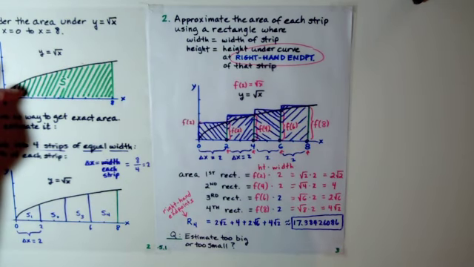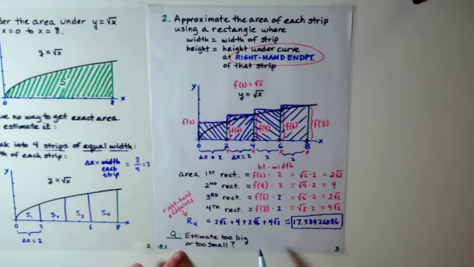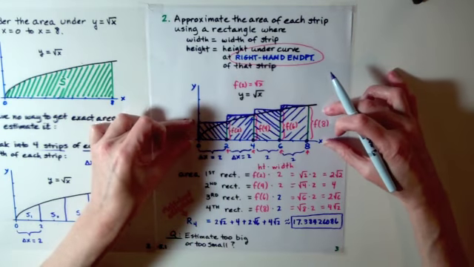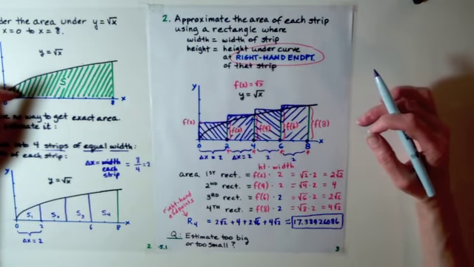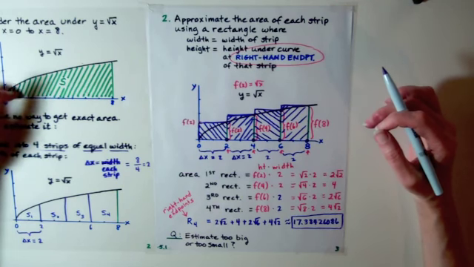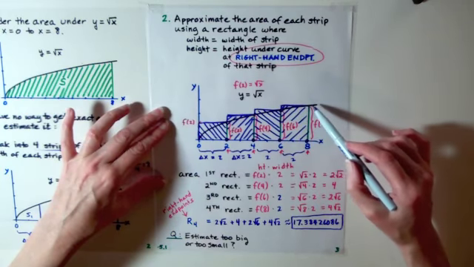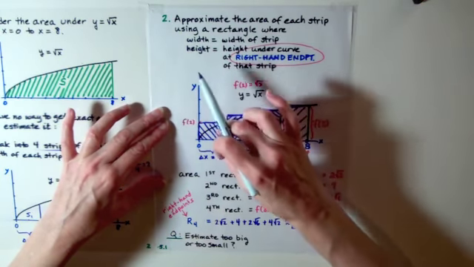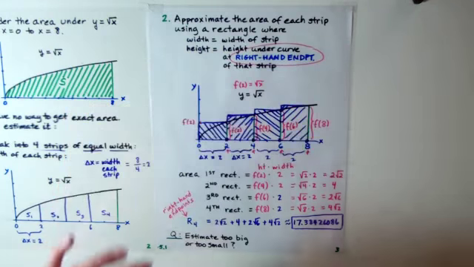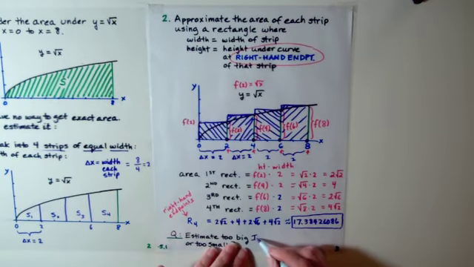Now, let me ask you a question. Is this estimate too big or is it too small? So when I add up these purple areas, are they going to be more than the green area or less than the green area? And I think it's clear that for this particular function, since it's increasing this way, they're going to be too big. So in this example, for this function, it's too big.